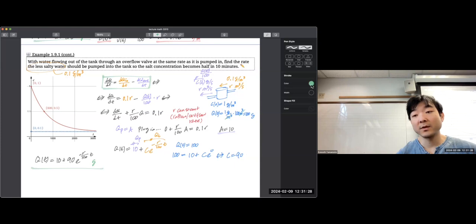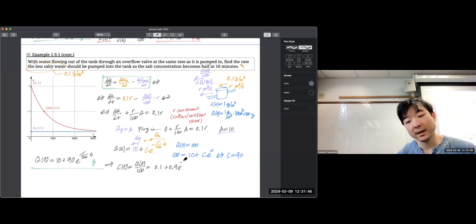Of course, if you want the concentration, then you just take it and divide it by the volume, 100. So you'll get the same thing we had essentially before, which is 0.1 plus 0.9 times e to the negative R. Let's move this down.